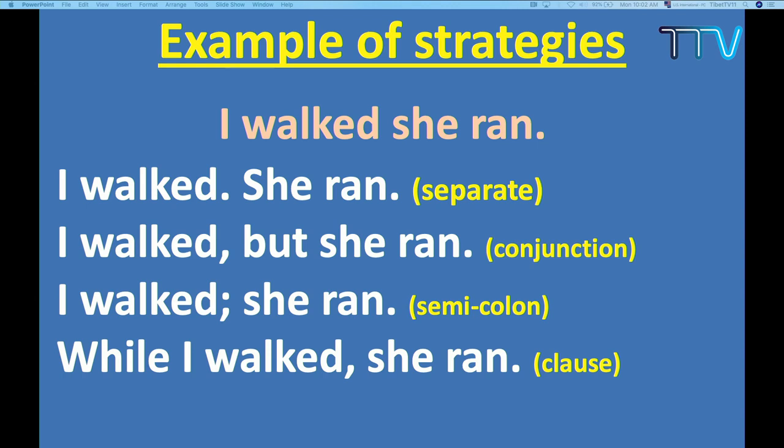I want you to Google it, and then you will come across more examples. So what you have to keep in mind is the meaning of a run-on sentence: two sentences going together without any break. So that is a run-on.